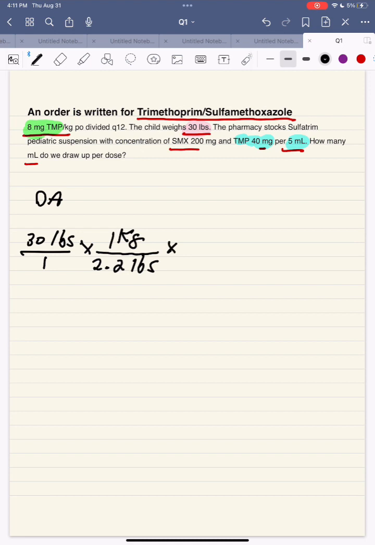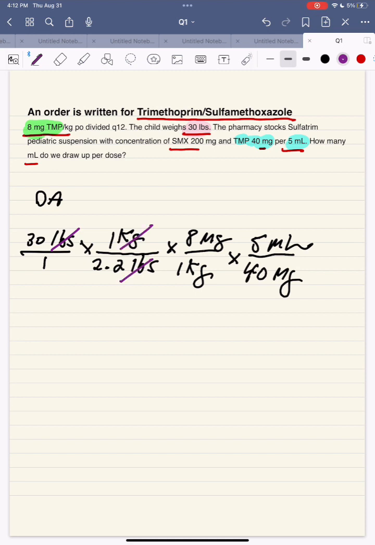And we know that in 1 kilogram, we need 8 milligrams. So it's 8 milligrams per 1 kilogram. And we know that we have 40 milligrams per 5 ml. You're going to see that the units all cancel each other out. Pounds, pounds, kilograms, kilograms, milligrams, milligrams. You're left with milliliters. So 30 times 1 times 8 times 5.